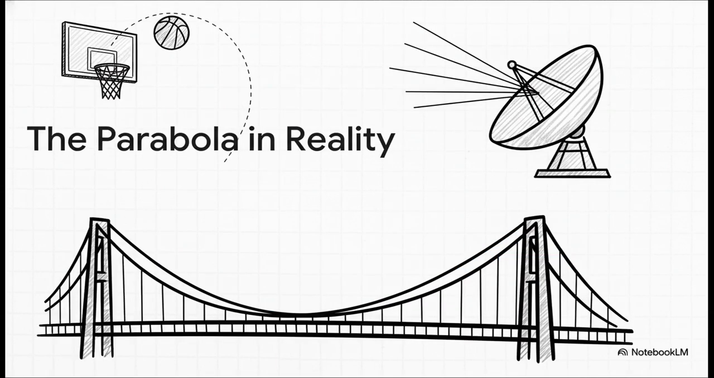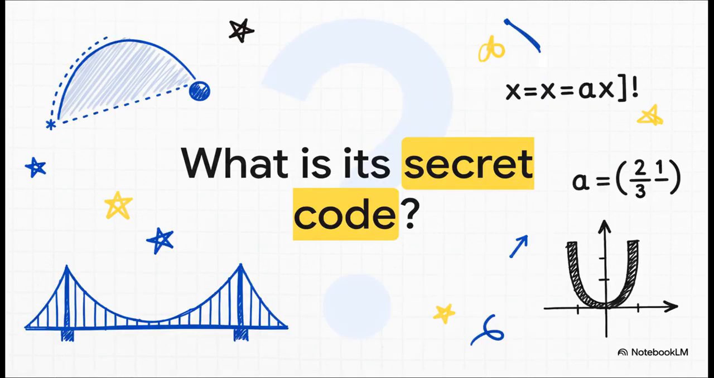You see its shape in the path of a basketball as it arcs perfectly towards the hoop, or in the super precise design of a satellite dish that's focusing a signal, and even in these massive, grand structures like our most famous suspension bridges. So you gotta wonder, right? What is the secret code behind this shape? How can one simple curve explain so many different things? Well, that's what we're here to figure out.